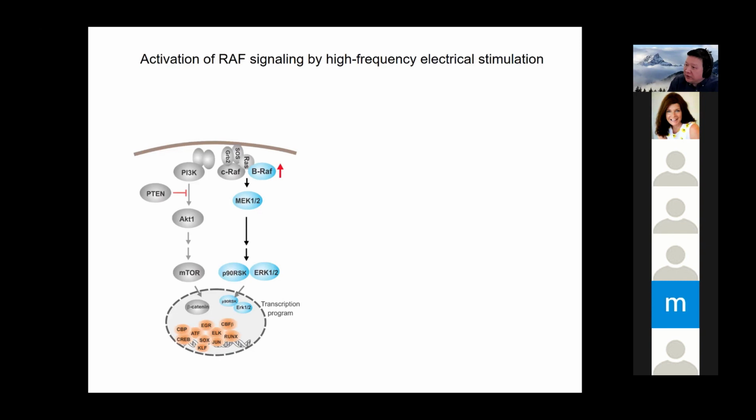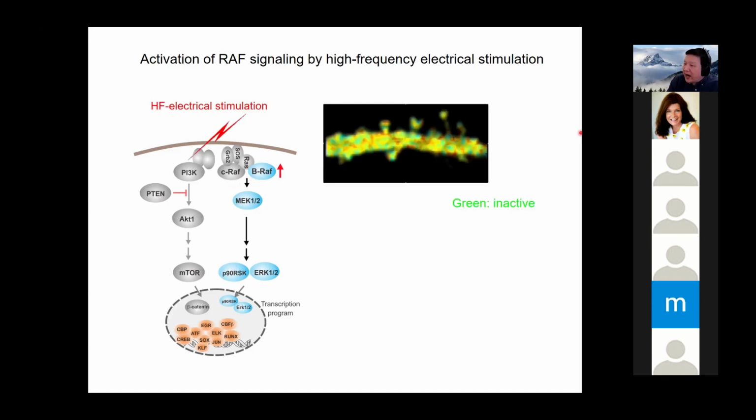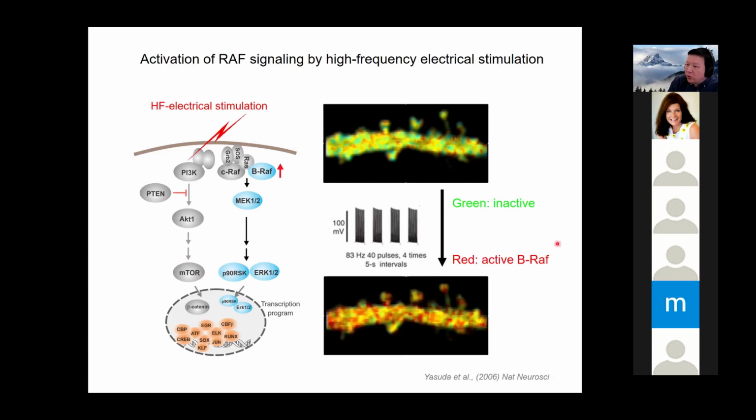And the previous study has shown that high-frequency electrical stimulation can activate BRAF in neurons. Here are high magnification images of nerve fibers in a petri dish. The inactive BRAF protein in this experiment emits a green fluorescence. Upon electrical stimulation, the BRAF protein is activated and the color changes to red. So we reason that high-frequency electrical stimulation may also activate BRAF signaling in neurons in the brain.